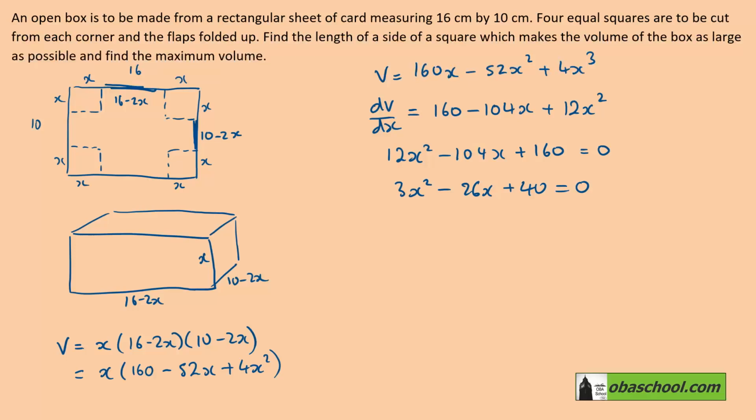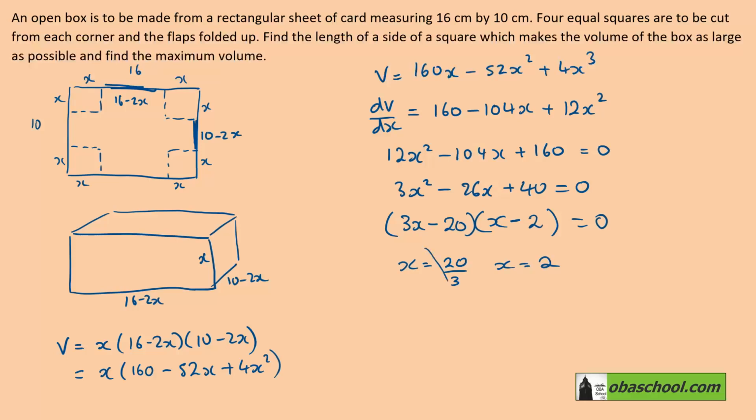Now, it may take you some time to spot factors. You can use your favourite method if you're going to factorise. Or you could use the quadratic formula here. 3x and x. If I put 20 here, and I put 2 there, and make both of those negative, that will do the trick. So we get x is equal to 20 over 3, or x equals 2.